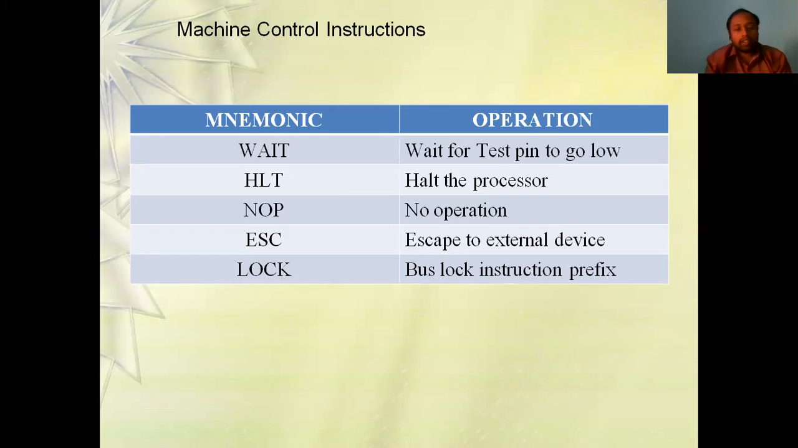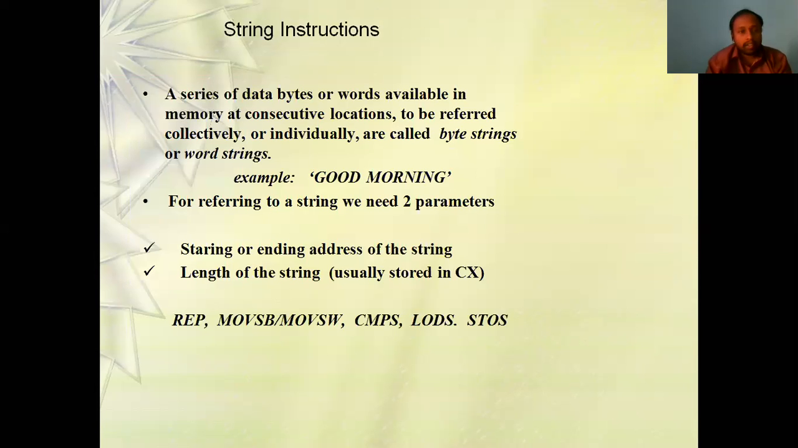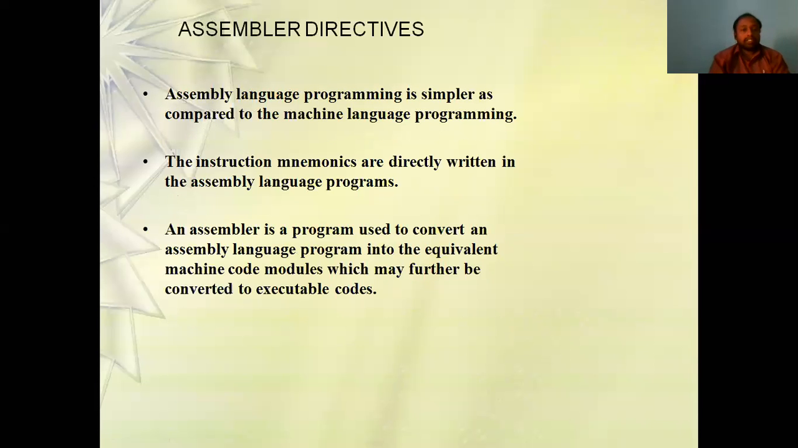Machine control, like wait, no operation, escape. So instead of performing some operation, you are trying to control the machine. You are waiting or halting the processor. String operations: repeat, move string byte, compare strings, load string byte, store string. These are the string operation instructions.